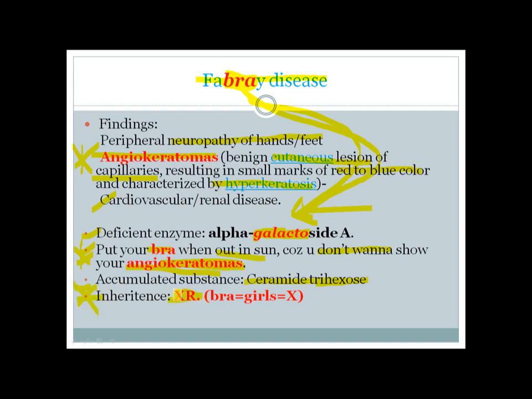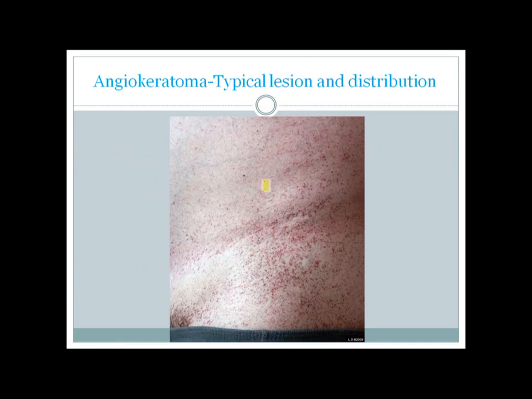This is very important because there are only two X-linked recessive lysosomal storage diseases, and I think you just have to know their names. Every other disease is autosomal recessive. So Fabry disease, bra, meaning girls only wear bras, and girls have X chromosomes. So you can easily remember by that mnemonic that Fabry disease is inherited in an X-linked recessive pattern. Okay. Here you can see some typical lesions and distribution of angiokeratomas.